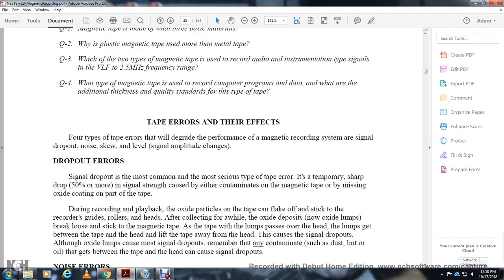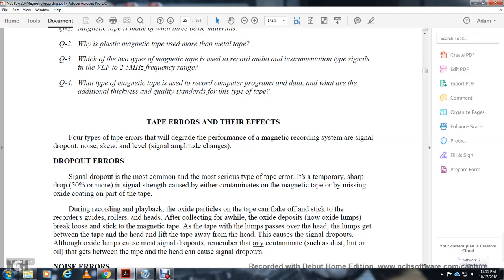It is a temporary sharp drop of 50% or more in signal strength, caused by either contaminants on the magnetic tape or a missing part of the oxide coating. During recording and playback, oxide particles on the tape can flake off and stick to the recorder's guides, rollers, and heads. After collecting for a while, the oxide deposits become oxide lumps that stick to the magnetic tape. When the tape lumps pass over the head, the lumps get in between the tape and the head and lift the tape away from the head, which causes the signal dropout.